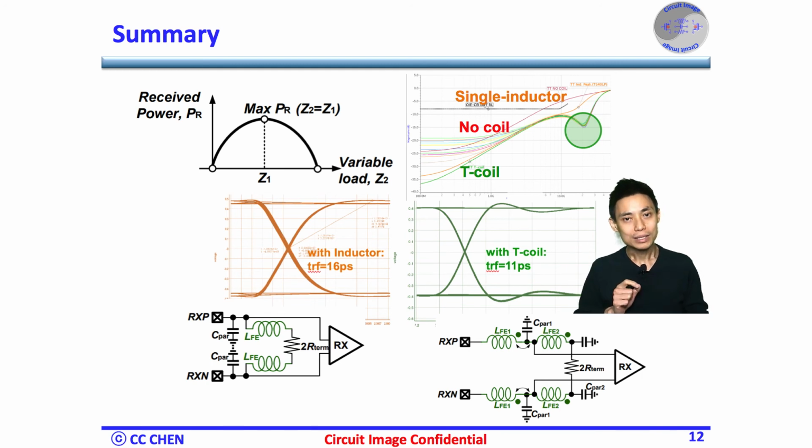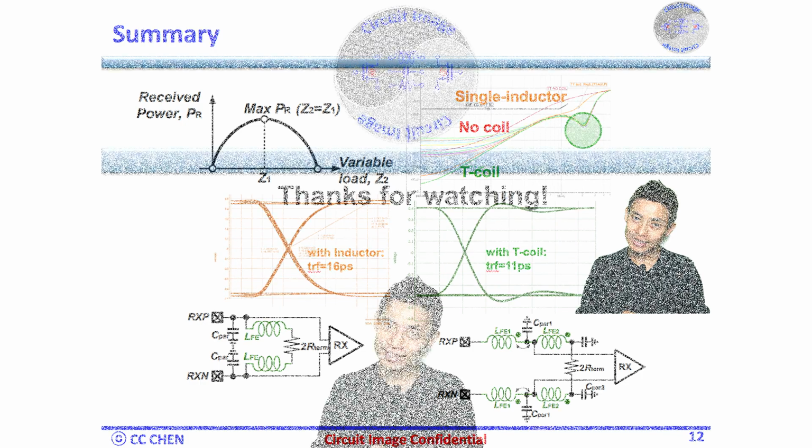In this wide-band impedance matching video, the T-coil was demonstrated to achieve the impedance matching effectively, not only for the return loss, but also for a big eye opening.